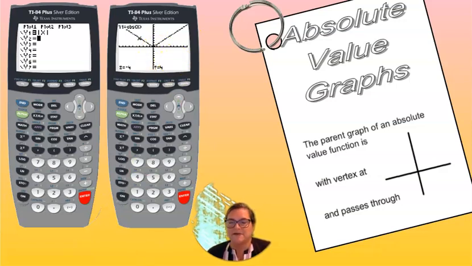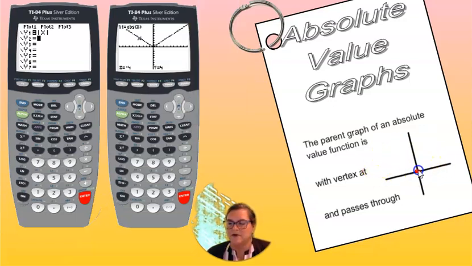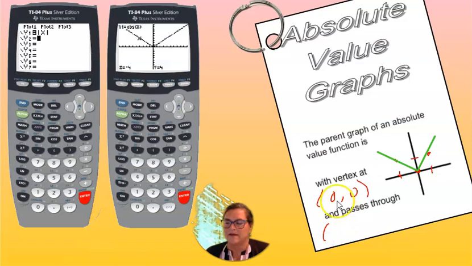And the parent graph of the absolute value function makes a V shape. So it's going to go through 0, 0 for the vertex, that's the origin. Then it's going to pass through the point 1, 1 and negative 1, 1. And it's going to make a V shape. And the vertex is the point at the origin where this V shape comes together.